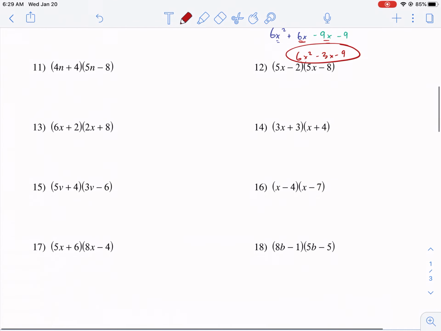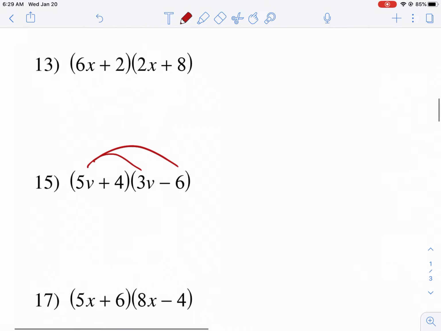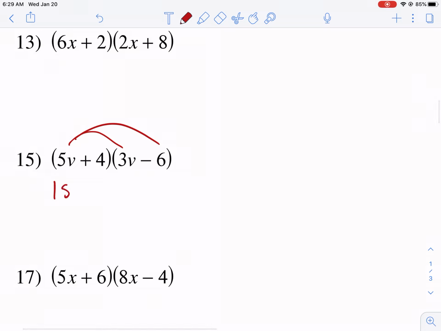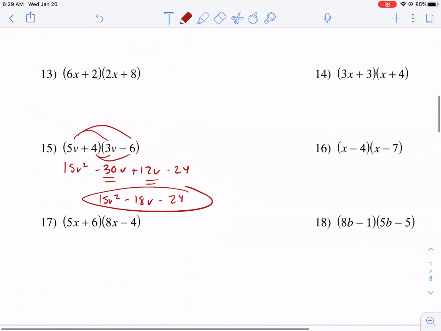As you do this, you're going to get better and better at it. So if I go to number 15 here, I distribute on the top, I get 15v squared minus 30v, and then on the bottom, I get positive 12v minus 24. I'm always going to be combining these middle terms. There's no other v squared, so it stays 15v squared, but this is going to be minus 18v, and then minus 24, and I'm done with my final answer.